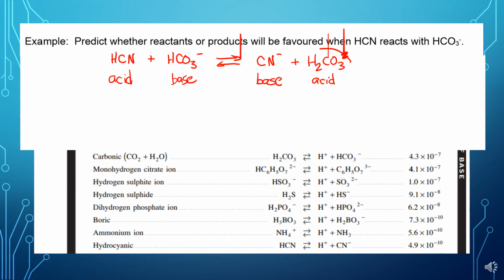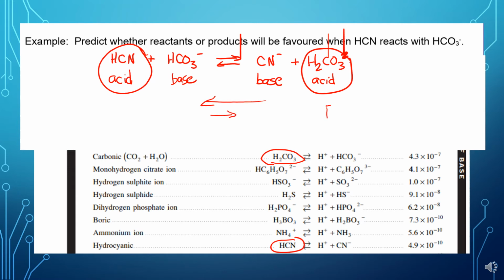Now I'm going to compare my two acids. I'm going to look at the chart and see which one is stronger. So here we can see that the carbonic acid is higher on the chart than the hydrocyanic acid. So that means that this reverse reaction is going to take place more than the forward reaction, and that means that my reactants are going to be favored.